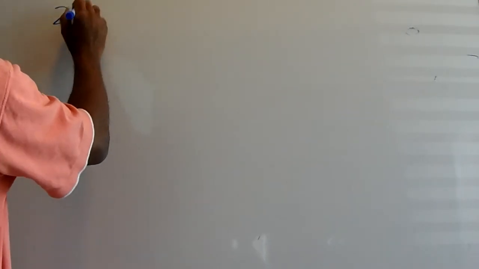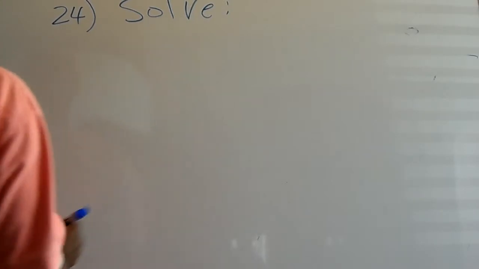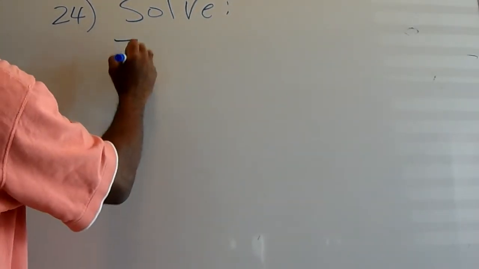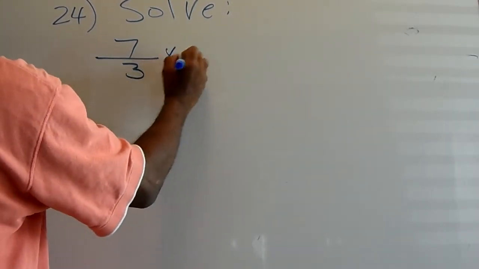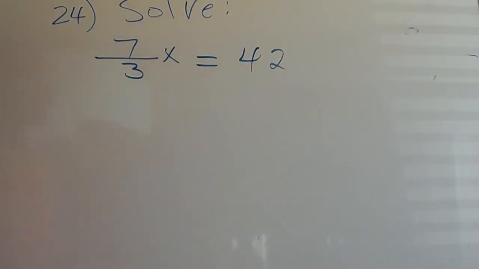24 is another equation, and we want to solve. The equation is 7 over 3 x equals 42. Well, we're asking, what number can I multiply by 7/3 and get 42? Well, we'll find out what that is.